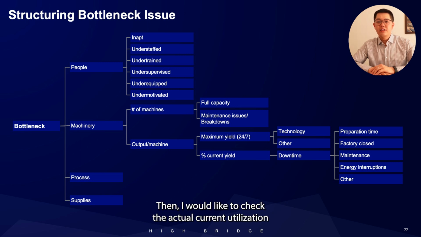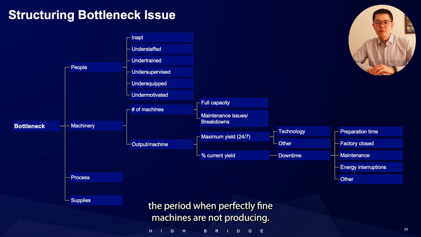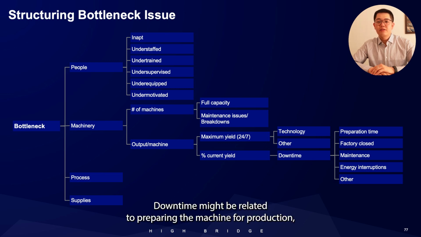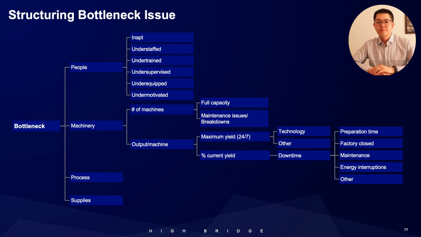Then, I would like to check the actual current utilization and see if they have too much downtime, the period when perfectly fine machines are not producing. Downtime might be related to preparing the machine for production, factory hours, maintenance, energy interruptions, and other factors.